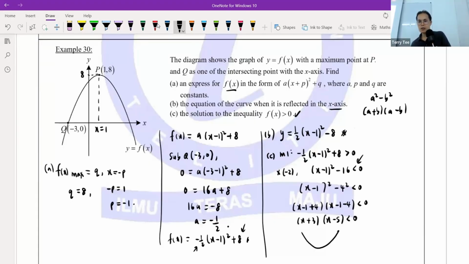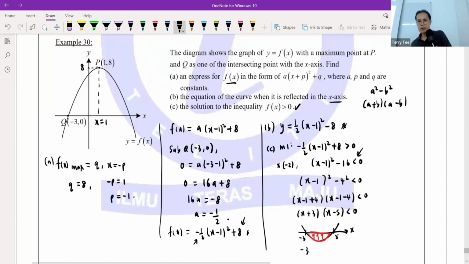Okay, so how do you solve this inequality? We sketch a graph. Remember, this is a minimum graph. -3, +5. Less than 0 means where's the region? Below, in between, right? So how do you write our final answer? Let me move up a bit. Your x should be between -3 and 5.